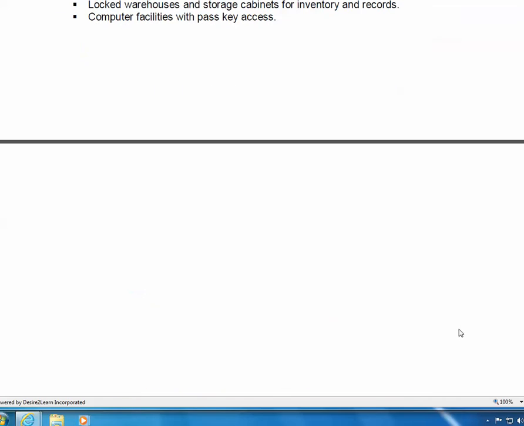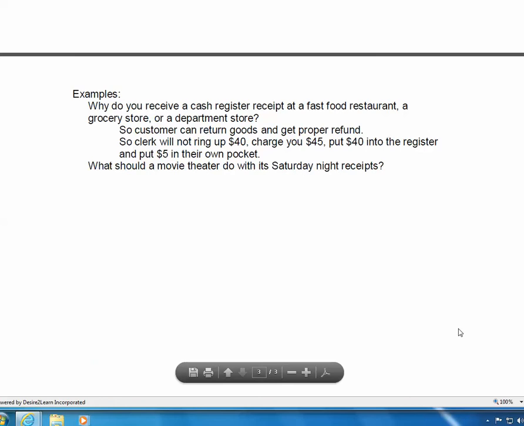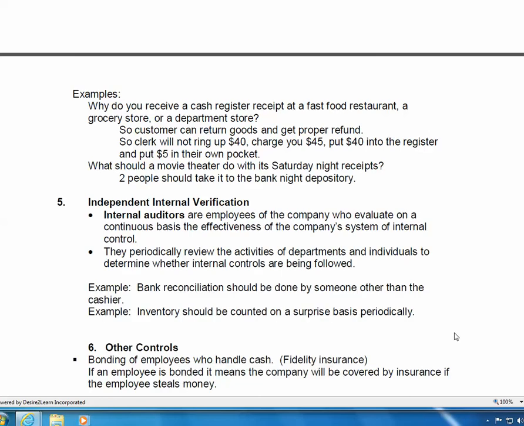Okay, how about the fifth item on the list here, which is independent internal verification. Internal auditors are different from external auditors in that the external auditors come in periodically to perform an audit for a fee. They are not employees of the company they are auditing. They are independent of the company and will present their findings to the company's board of directors.